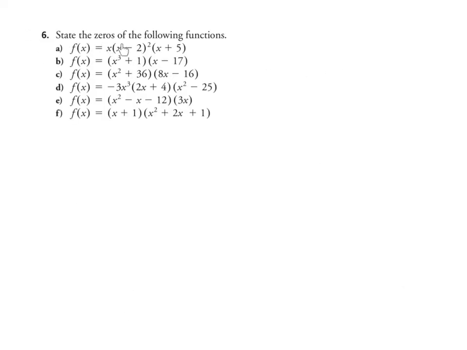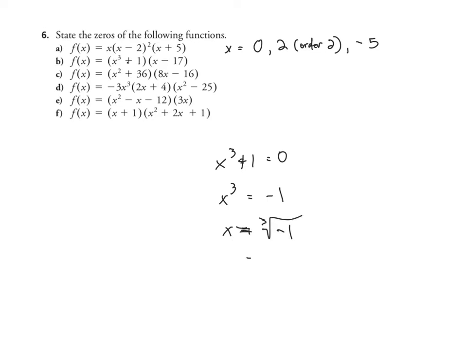Number 6, state the zeros of the following functions. This one is going to be x when x is 0 or 2, and that one's order 2, or -5. The zeros here are at x cubed plus 1 equals 0. So x cubed has to equal -1. So x equals the third root of -1, which is just -1. So this is going to be x equals -1 or 17.